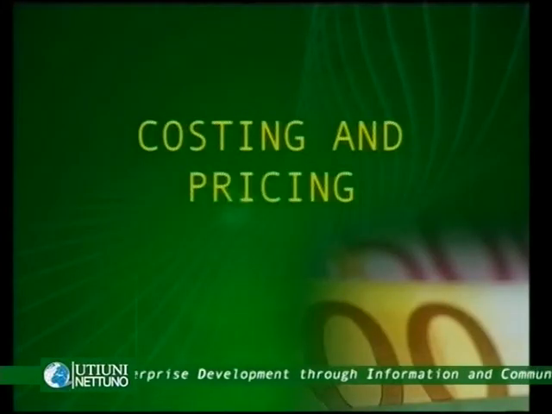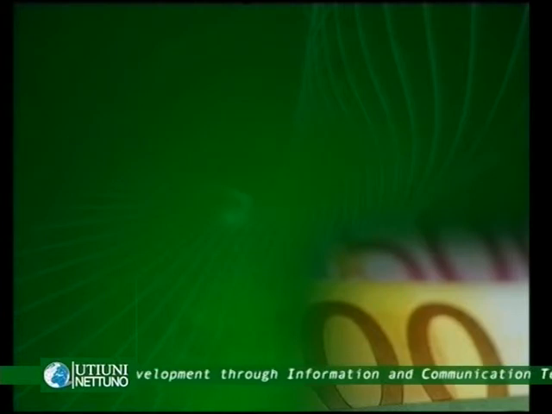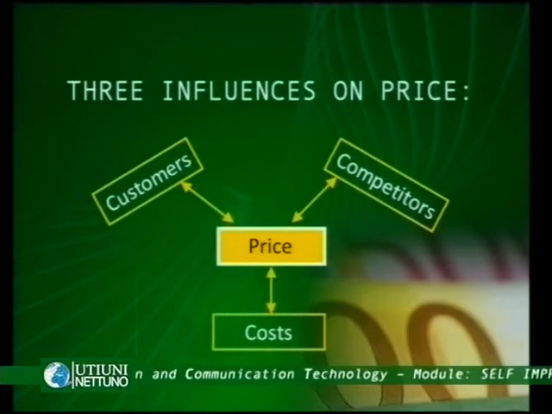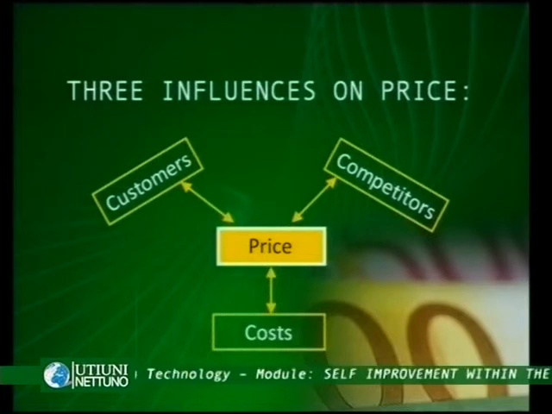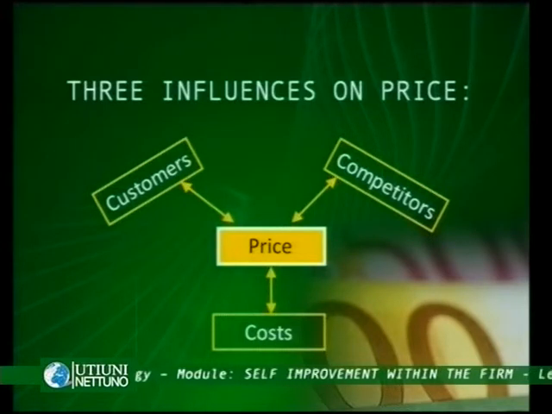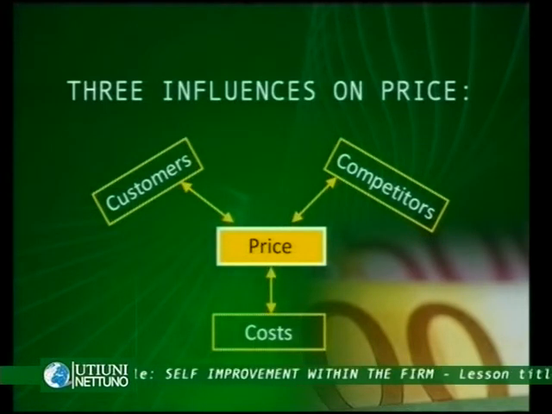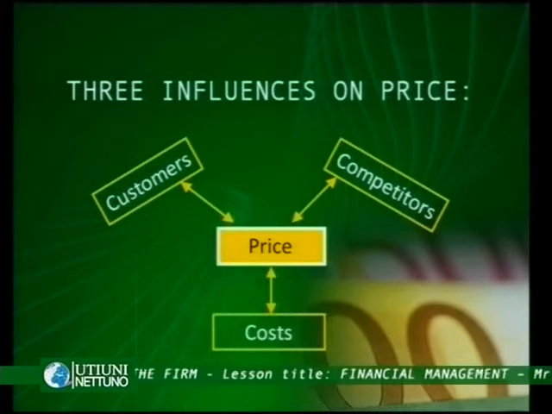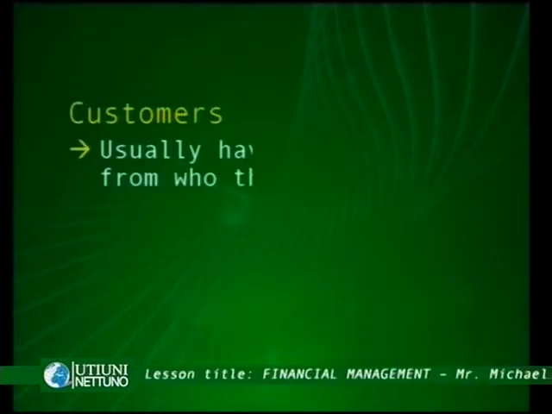Now, we move on to costings and pricing. There are three influences on price: customers, competitors, and costs. Obviously, customers influence it because they're buying from you. Competitors, they're selling to other customers, and the costs are your internal costs associated with that.